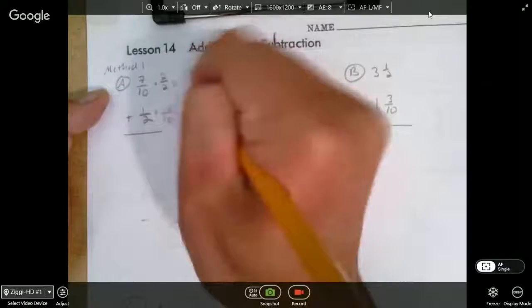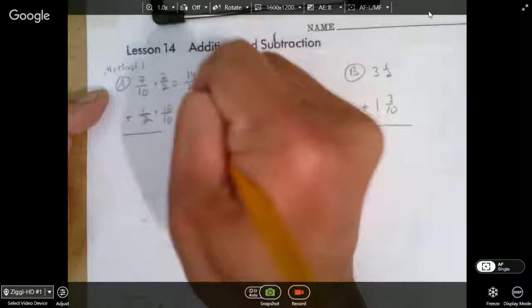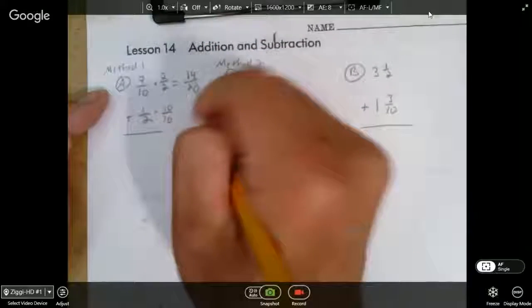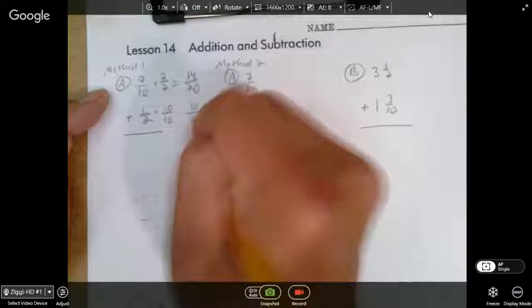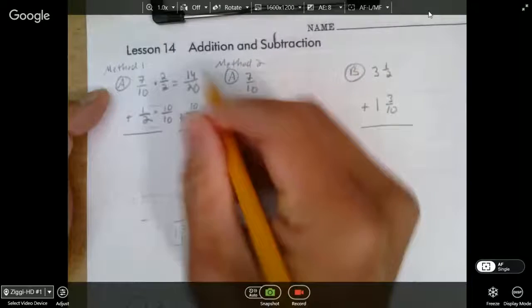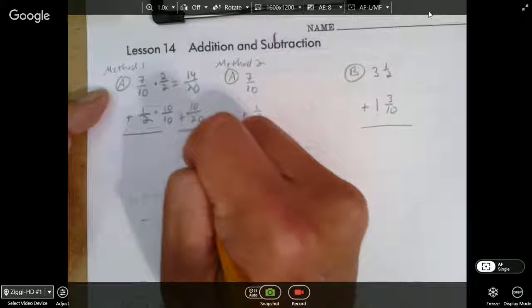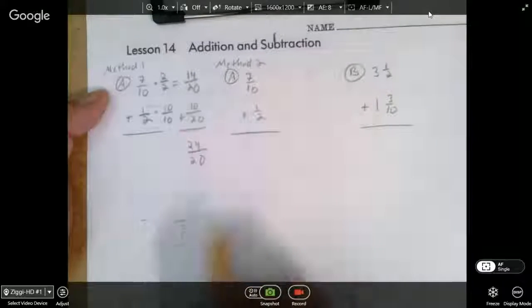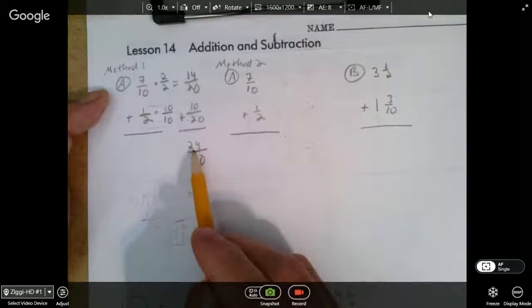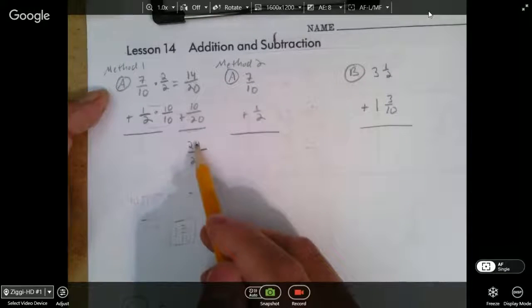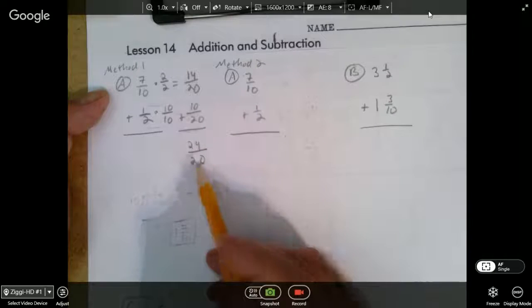And multiply horizontally, I get 14 over 20. Multiply horizontally here, and I get 10 over 20. We have a common denominator of 20 now, so I'll do 14 plus 10 is 24. 24 over 20. A couple things to realize: it's an improper fraction, and also that 24 and 20 have a common factor, and it can be simplified.